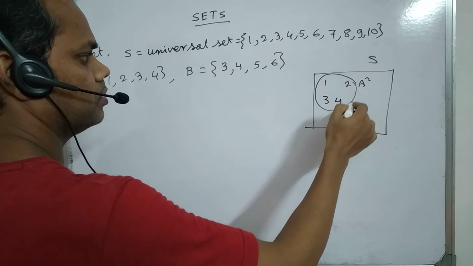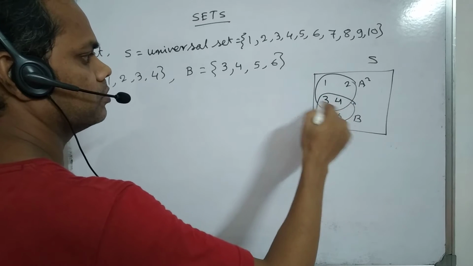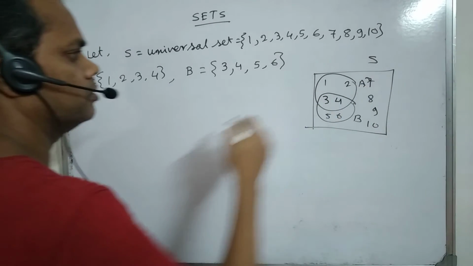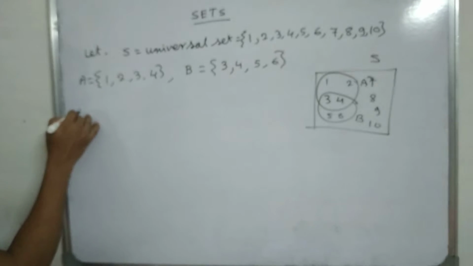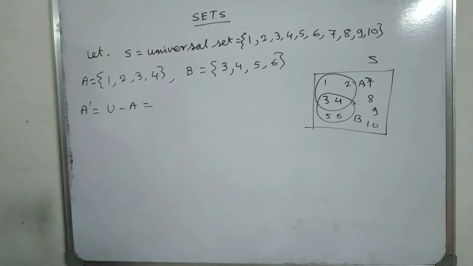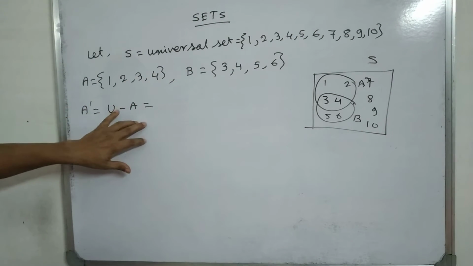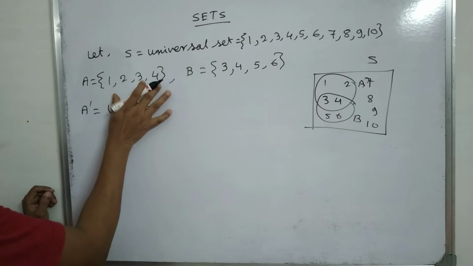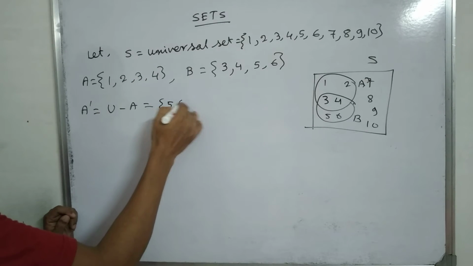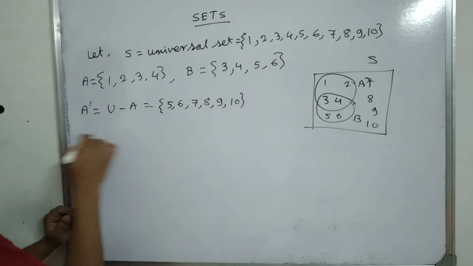This is A, this is B, 7, 8, 9, 10. Now A complement is universal set minus A. Universal set 1 to 10, U minus A, that means other than the elements of A. This one is 5, 6, 7, 8, 9, 10.